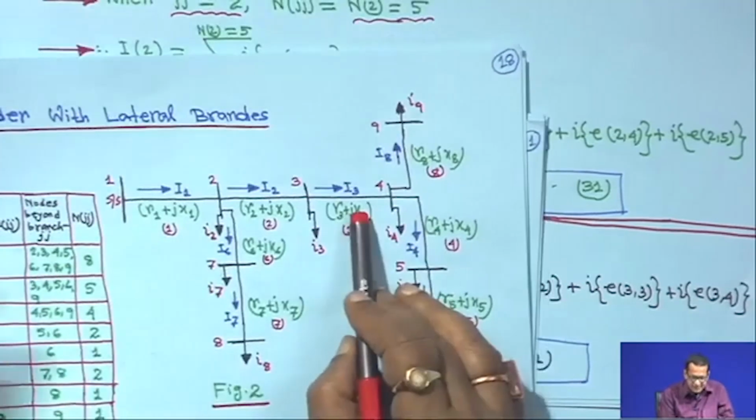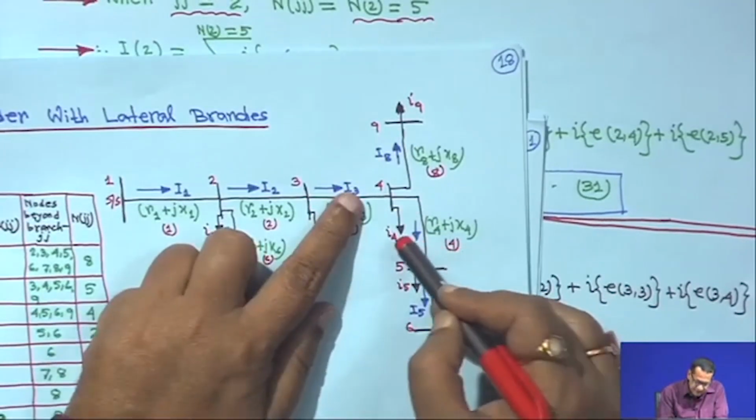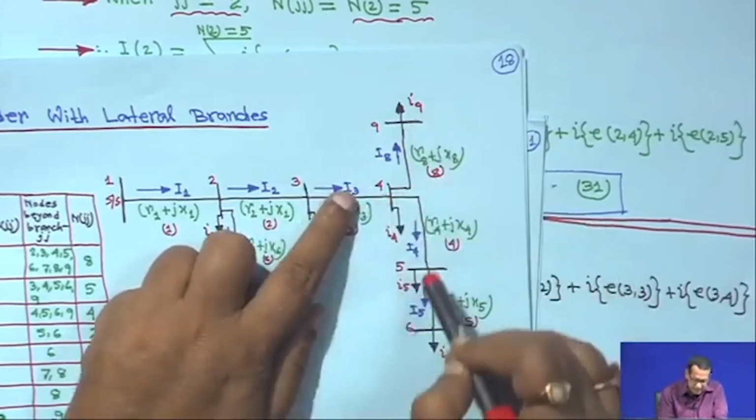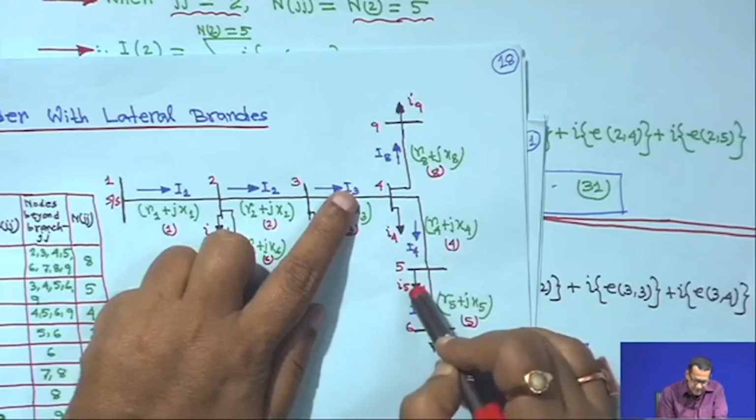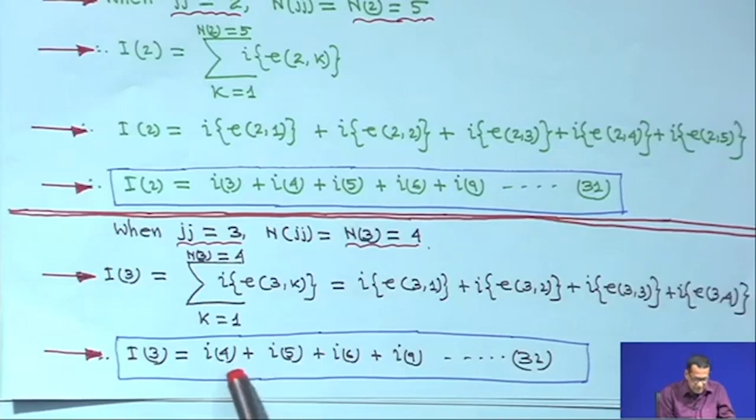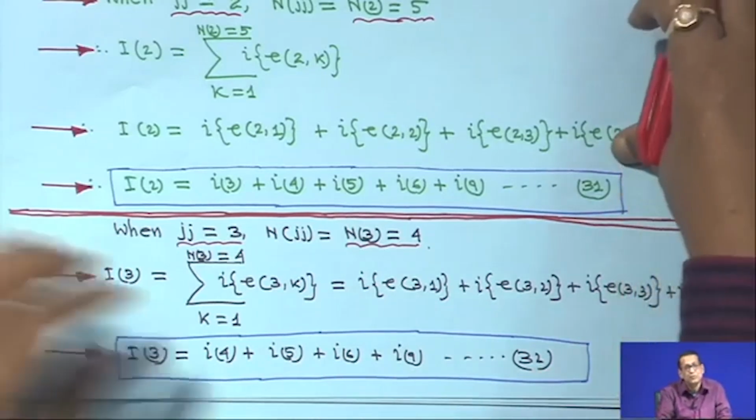That means this is your branch 3, beyond this these are the load currents, I 4, I 5, I 6 and I 9, right. So, I 3 is equal to I 4 plus I 5 plus I 6 plus I 9. This is equation 32, right.